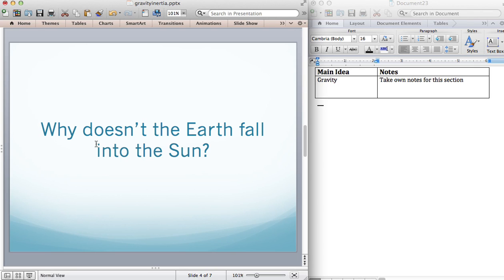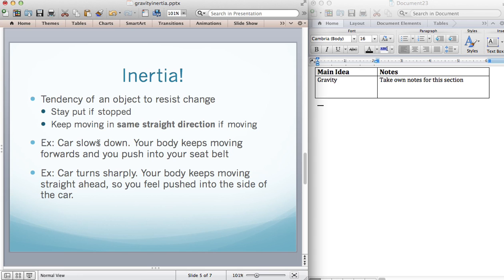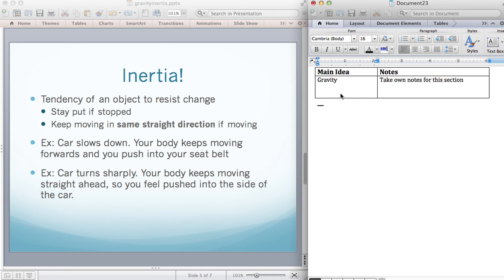So if all this is true, why doesn't the Earth fall into the sun? The sun is pretty massive. Even though it's really far away, eventually, in theory, its gravity should be enough to pull the Earth in and we should all die a flaming, horrible death. Fortunately, that doesn't happen. And it's because of this thing called inertia.